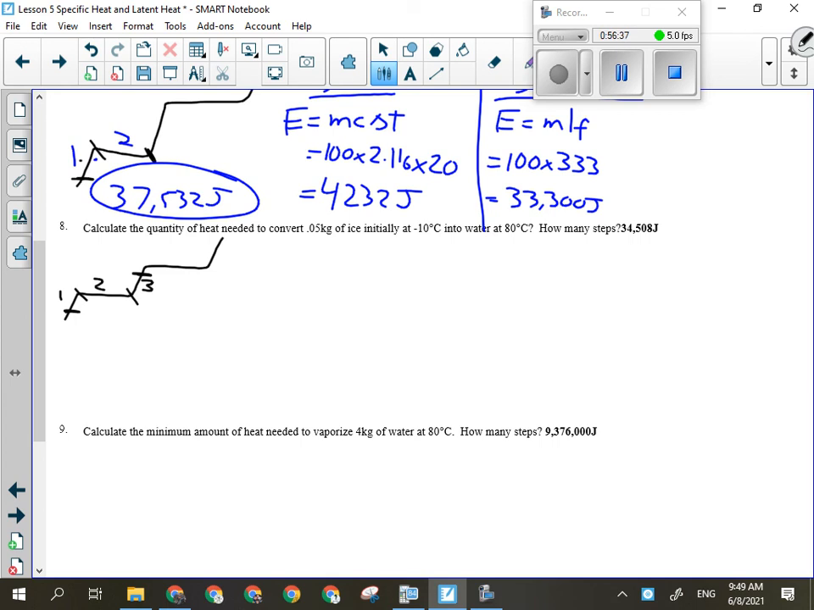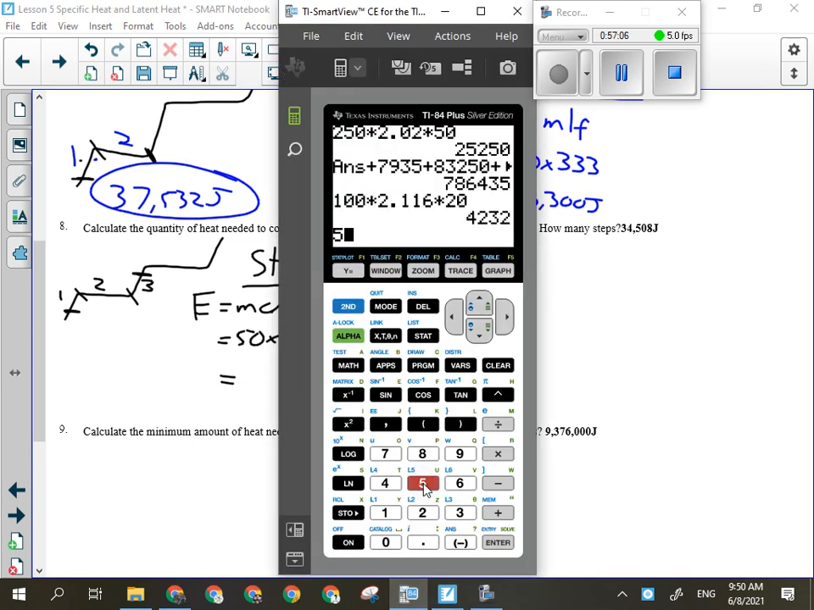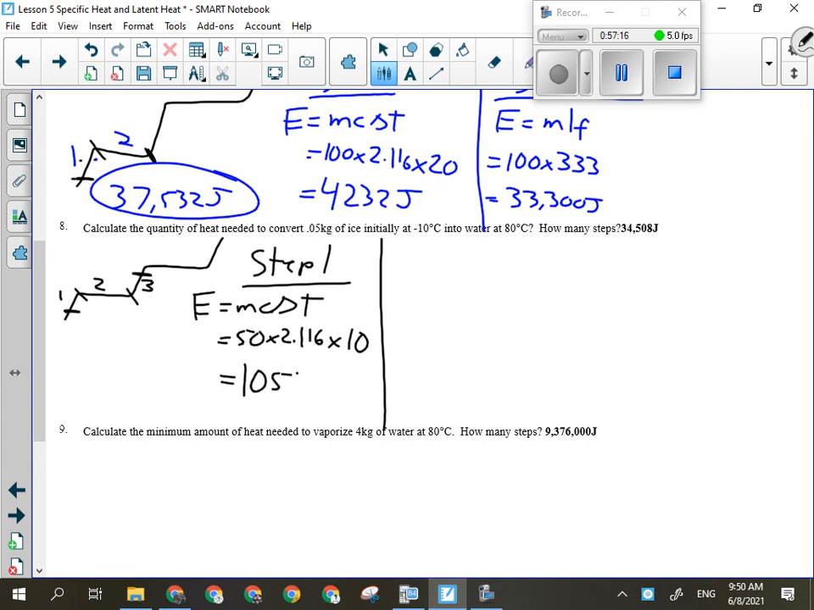So what formula am I going to use in step 1 since I'm heating the ice? MC delta T. I'm changing the temperature of the ice in step 1. Okay. And so in step 1, that means I'm going to take my 50 grams, multiply it by the heat capacity of ice, and a temperature change of 10 degrees Celsius from -10 to 0. So 1,058 joules for step 1.